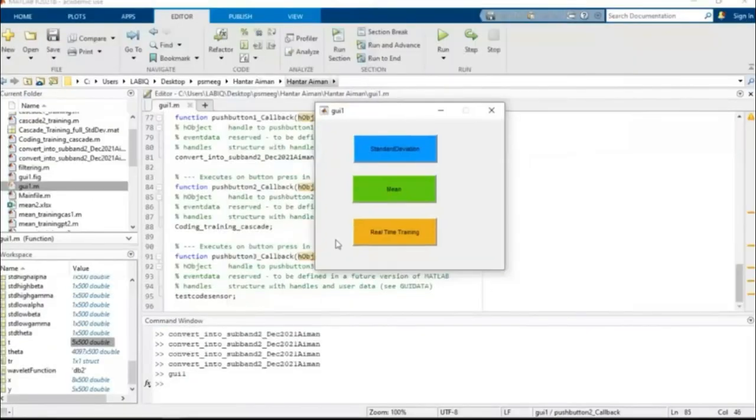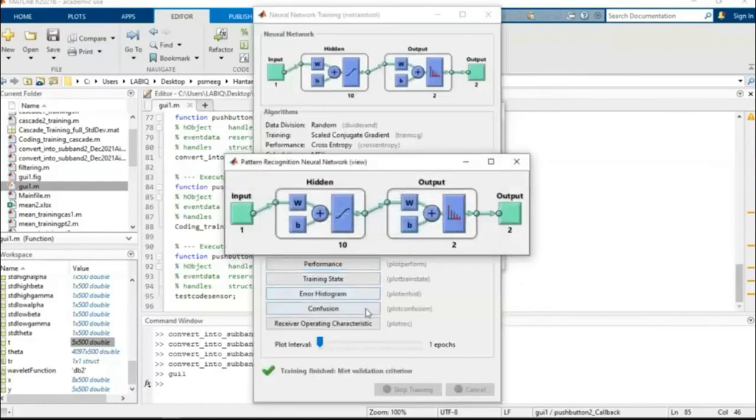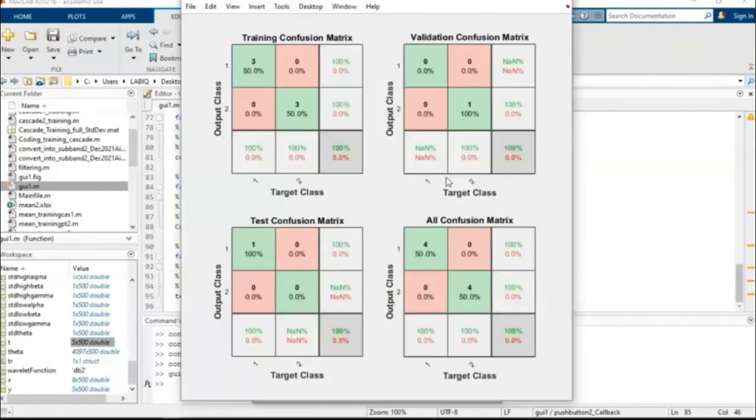Next, here is the simple graphical user interface, GUI. There are 3 buttons, which are standard deviation, mean, and real-time training. So, when we push a button, it will execute the MATLAB editor file. Here is the result of the confusion matrix of real-time training.